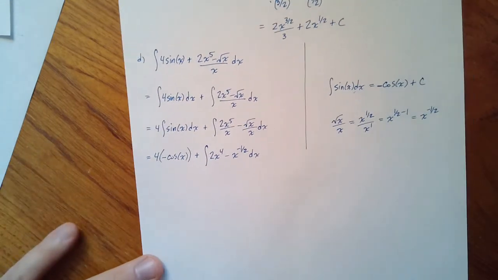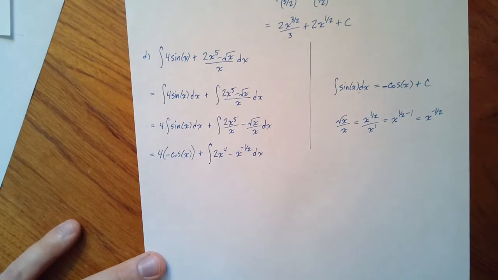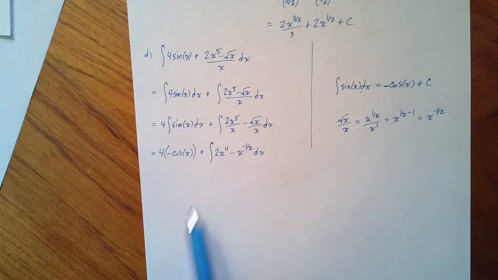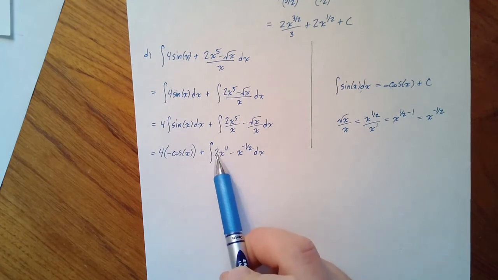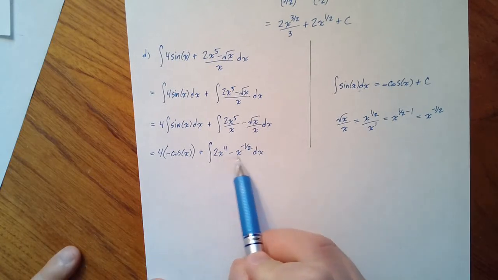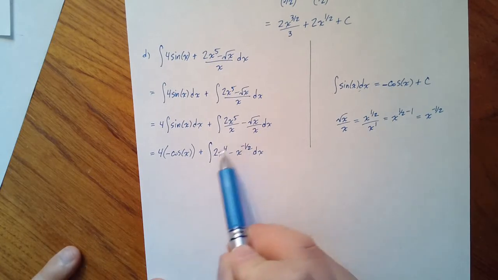Okay, now I can't pull that 2 out yet. If your instincts are saying to take this 2 and pull it out next, you can't, because this 2 would need to be multiplied onto everything in order to do that, right?